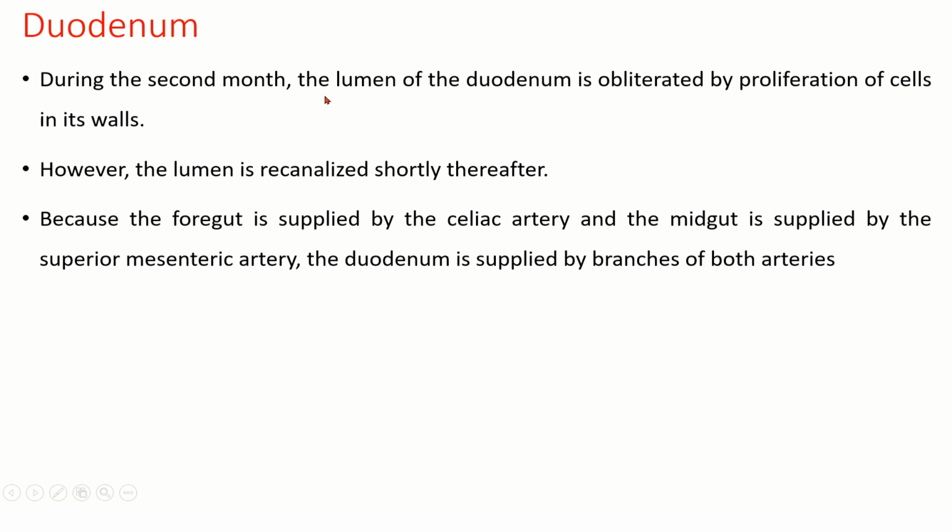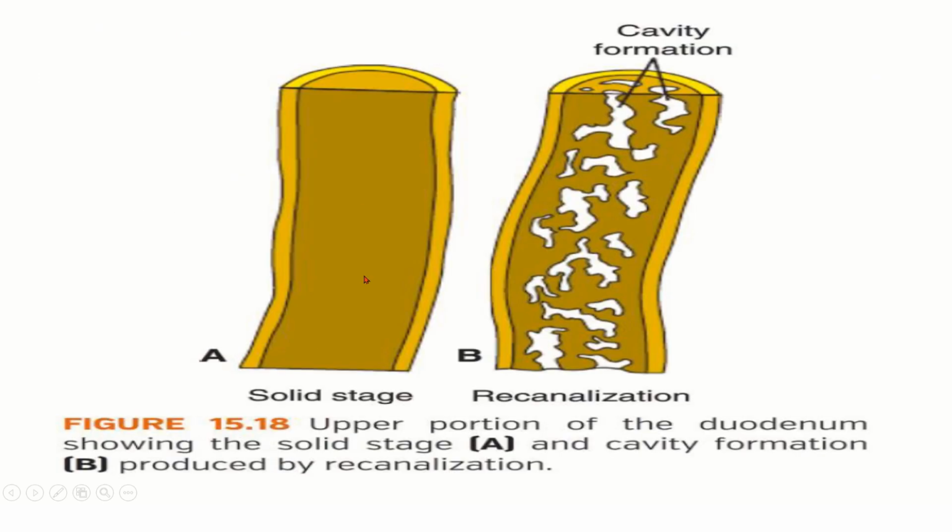So during the second month, the lumen of the duodenum is obliterated by proliferation of the cells in its walls. However, the lumen is recanalized shortly thereafter. So because the foregut is supplied by the celiac artery, the midgut is supplied by the superior mesenteric artery, the duodenum is supplied by branches of both the arteries. You can see here is the solid stage, and this is recanalization of the duodenum.